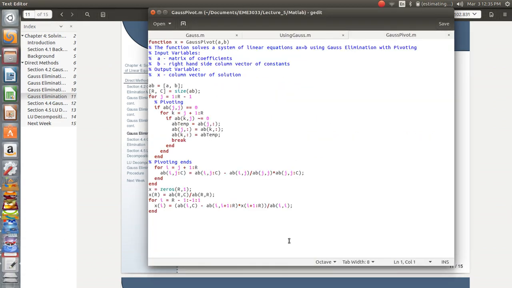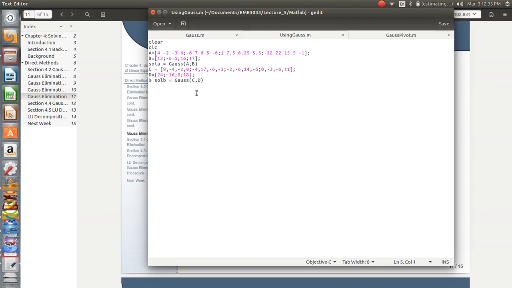Here's the function that does Gauss elimination with pivoting. Please again pause the video at this point so that you can type in this function and try it out. Alright, hopefully now you've got a fully debugged nice function. You can go ahead and try changing this. Go ahead and use pivot.